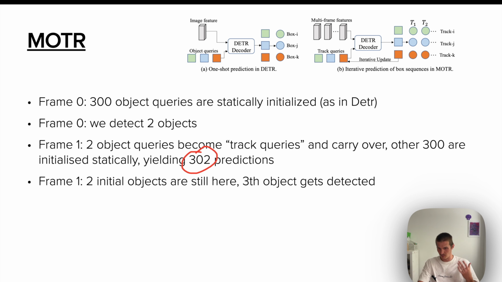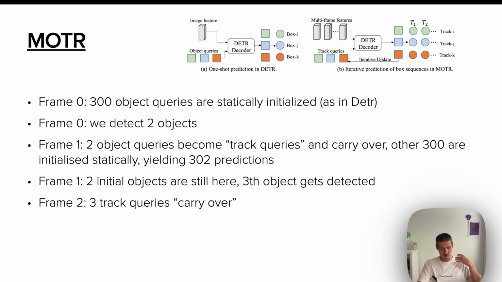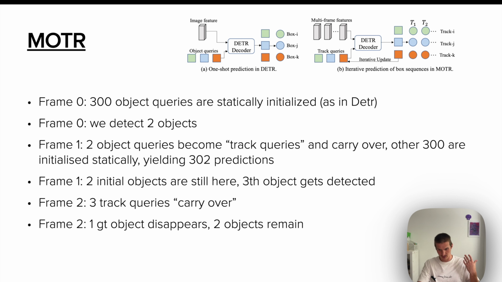Then when we perform inference for the second frame, we still get these 2 initial objects that carried over from the first frame, and then we detect another object. So this is now the 3rd detected object. So we now get 3 track queries that carry over. And then in the next frame, maybe 1 ground truth object disappears, 2 objects remain, and so on and so forth.